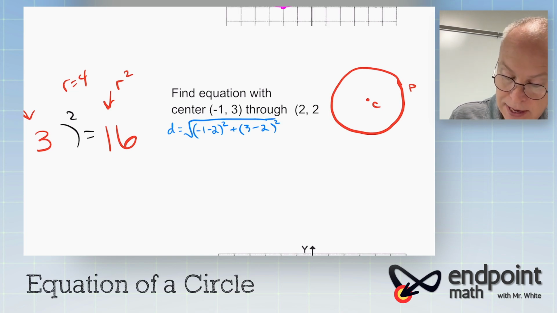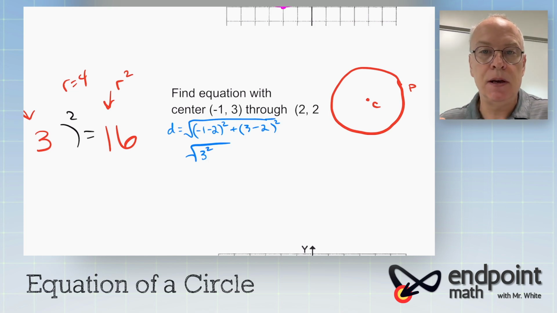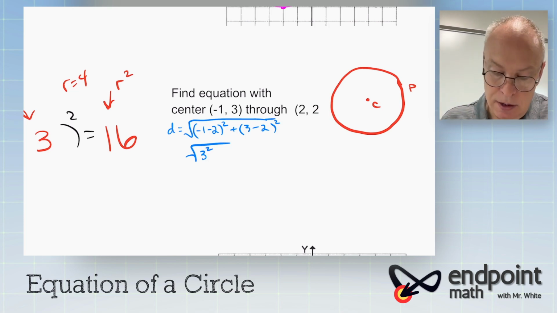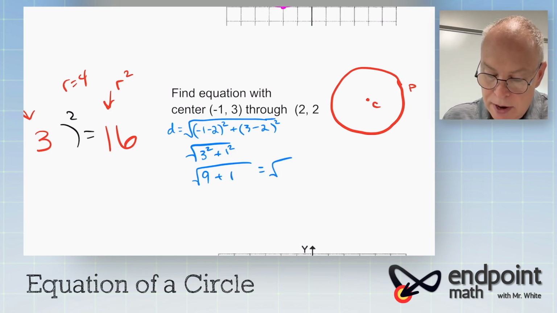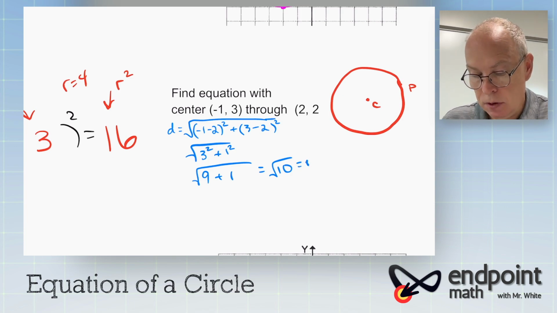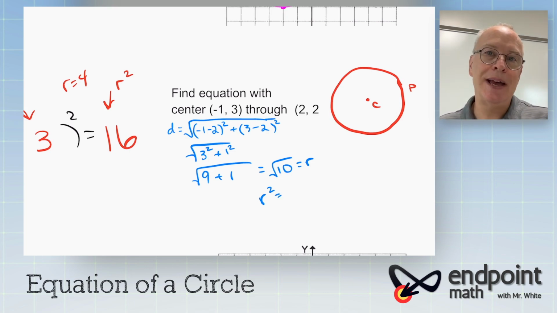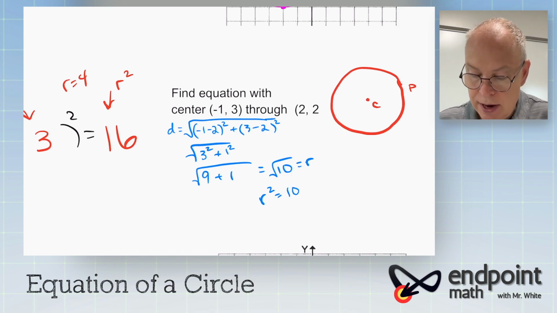So this would be the square root of 3 squared. Remember, sign doesn't matter here because we're going to square it anyway. So this is the square root of 9 plus 1 squared. So that's radical 10. So the radius is radical 10. Now remember, when we write the equation, we're going to be writing r squared, so we actually didn't even need to write all those square roots because we're going to be writing 10.